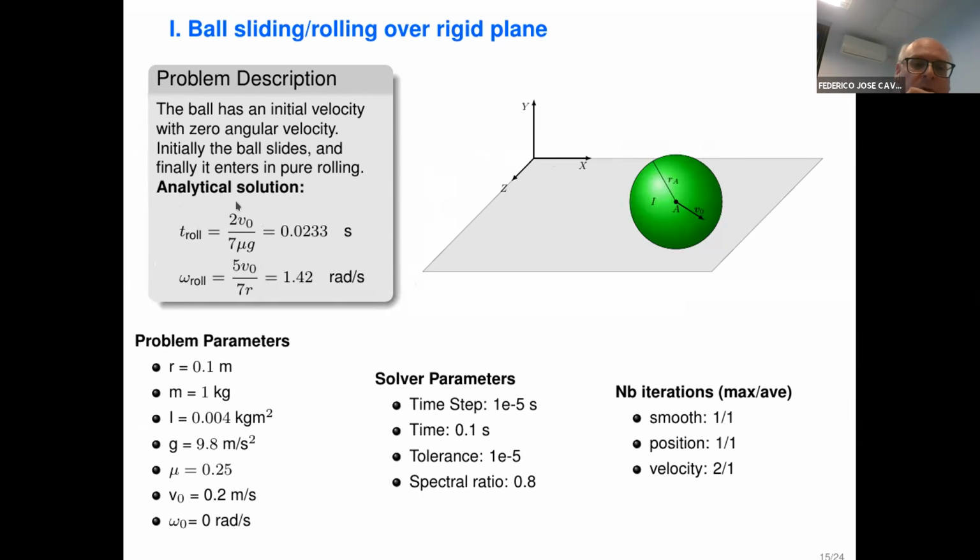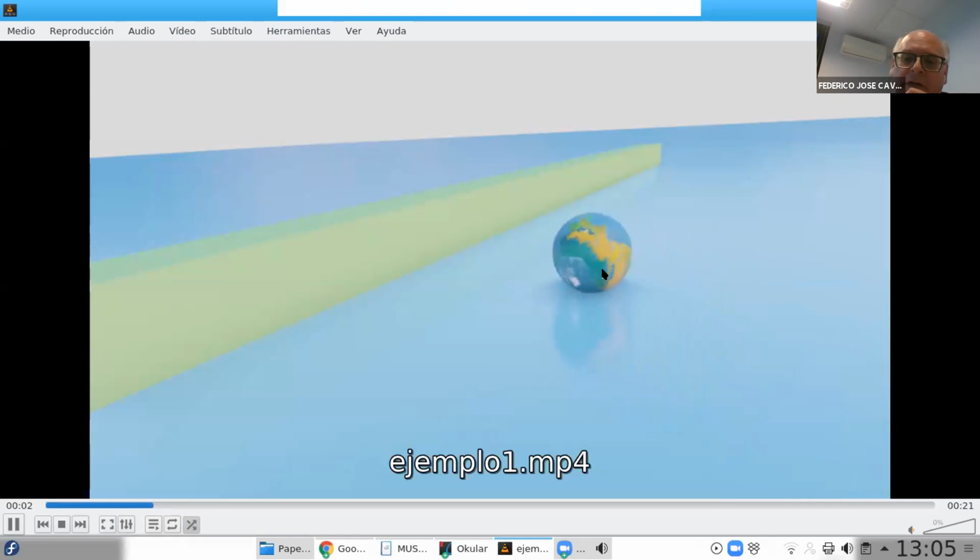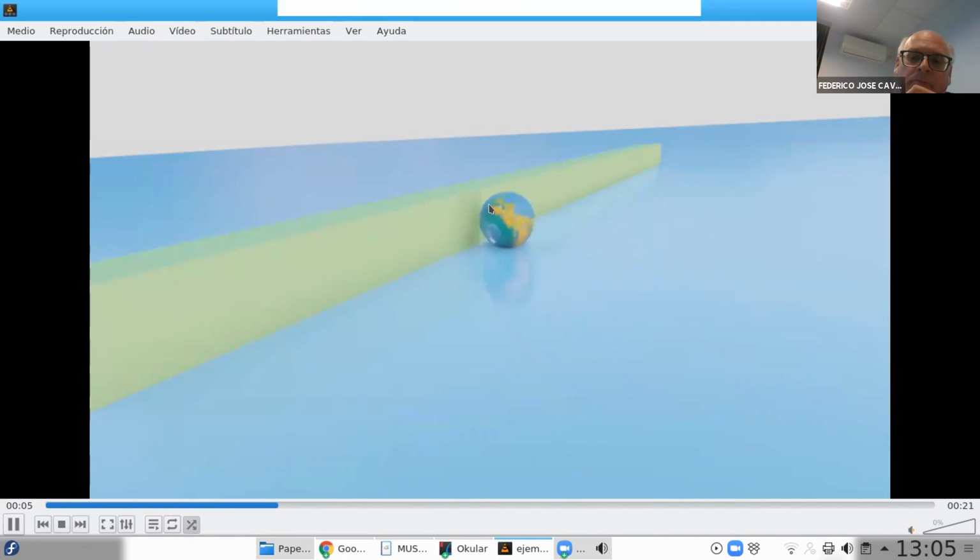This set of equations is easy to demonstrate. This is the time when the sphere enters rolling, and this is the angular velocity when the sphere enters rolling too. Just to show you, I present here the solver parameters and the number of iterations at smooth, at position, at velocity levels, the maximum number of iterations, and the average of the iterations. Here I show you a video where the ball first slides, then enters rolling, and finally impacts with this wall. In all cases, friction is considered.